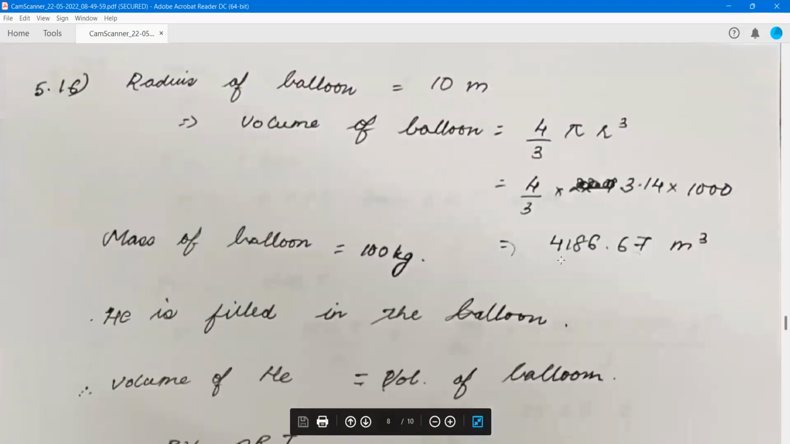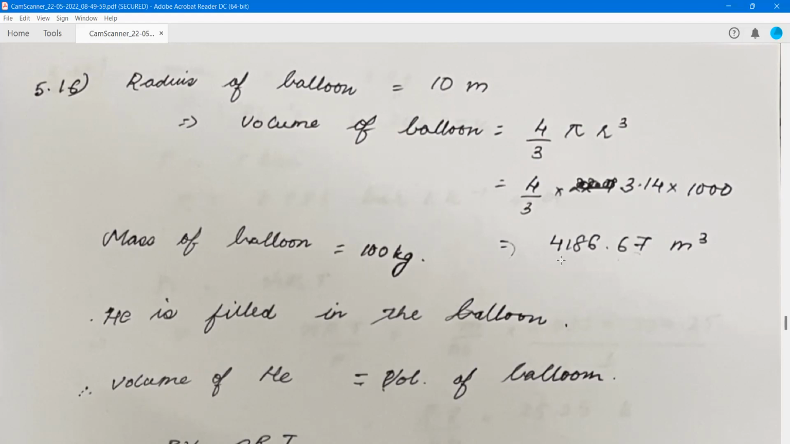So I hope that it is clear. So let us move further to the next question, question number 5.16. What they asked: payload is defined as the difference between the mass of the displaced air and the mass of the balloon. So we have to calculate the payload, that is the difference between the mass of the displaced air and the mass of the balloon.